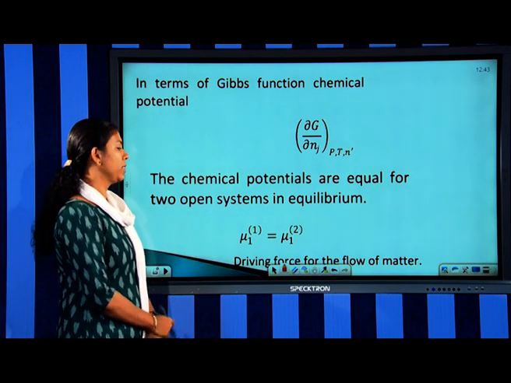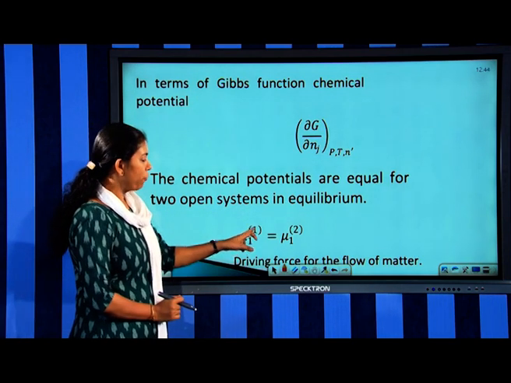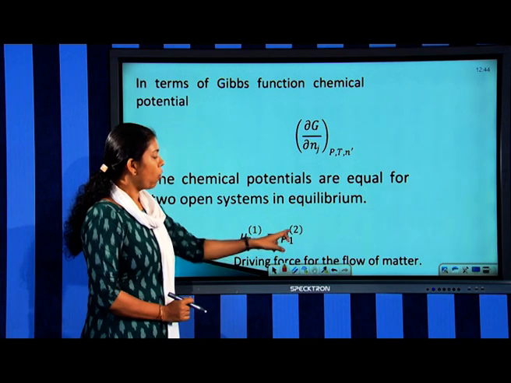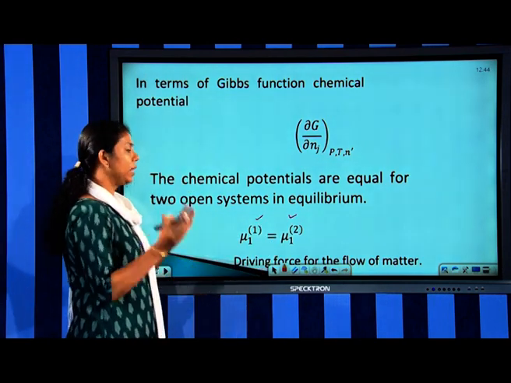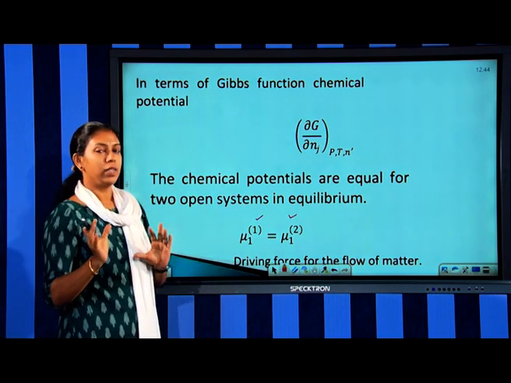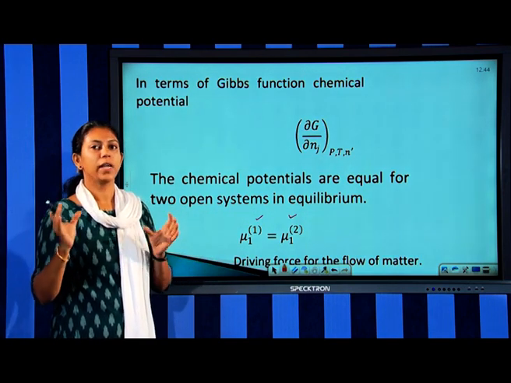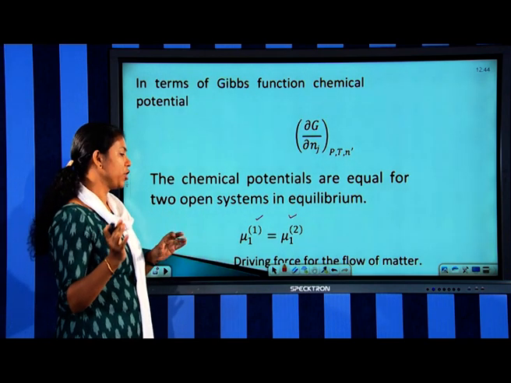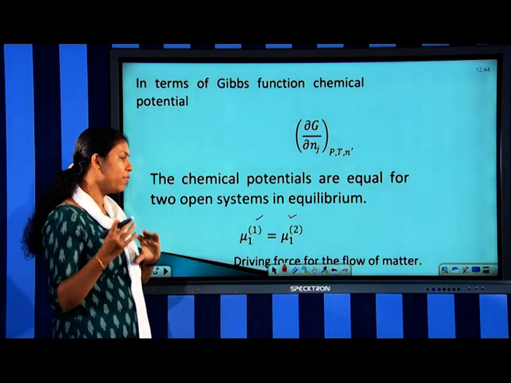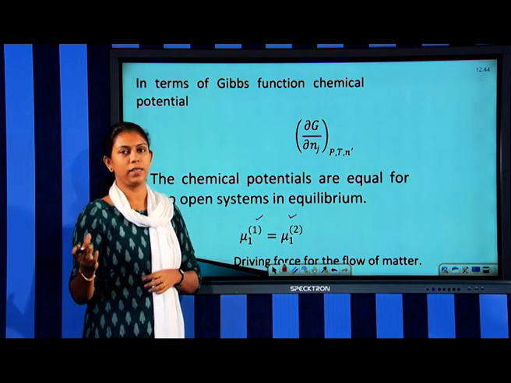It can be written as μj of 1 is equal to μj of 2. Here 1 and 2 represent two systems which are in thermal equilibrium. Here when two systems are in thermal equilibrium, the chemical potentials are equal. So, the chemical potential expresses a driving force for the flow of matter.